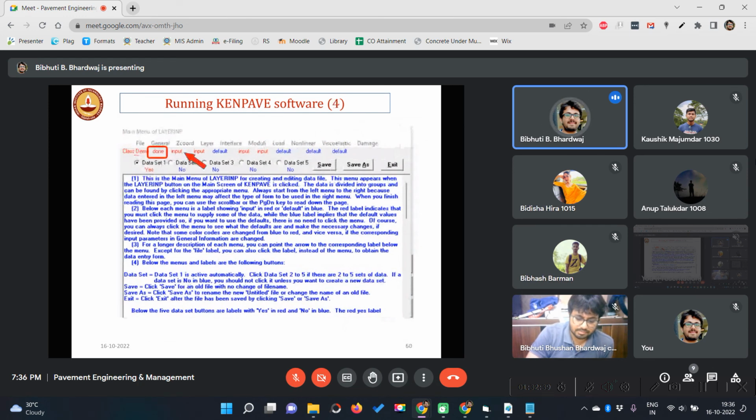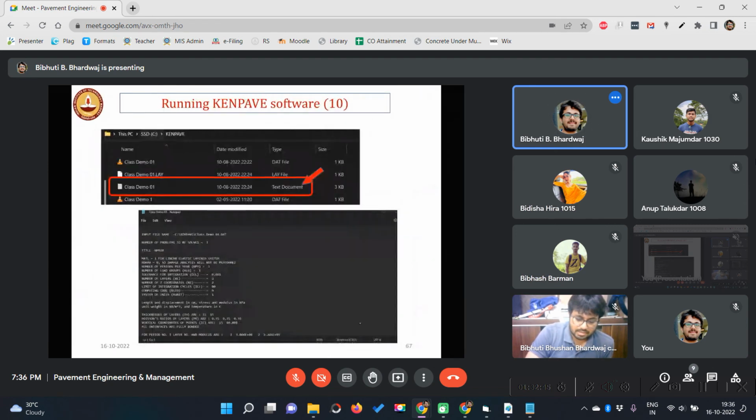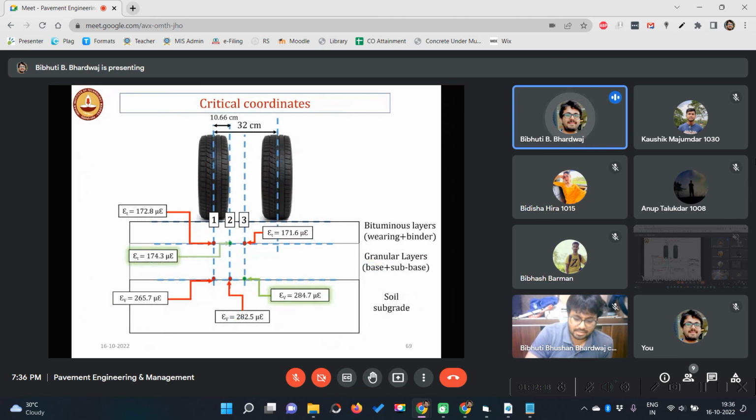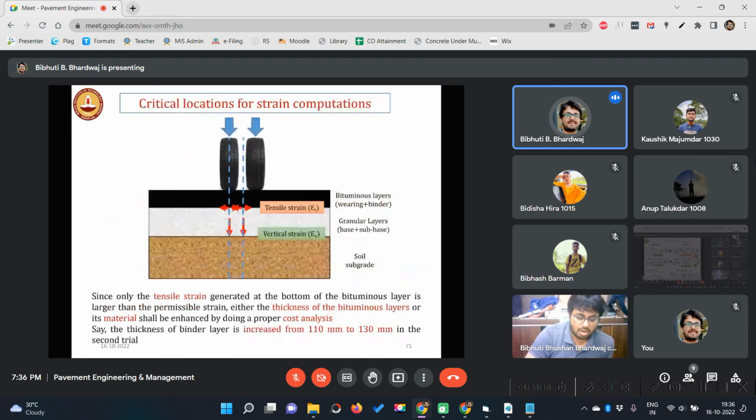So we calculated the generated strain at different points and found out which one is the maximum. So 174 is maximum of this, and this. Okay, in this plane. And in this plane, this vertical strain, this maximum is this one. So we finally consider these two values, but this one is coming greater than permissible. So we need to alter something, either the material property or thickness.